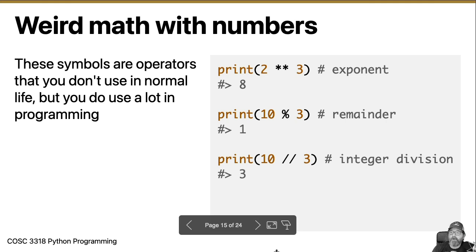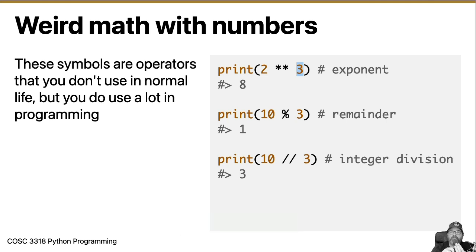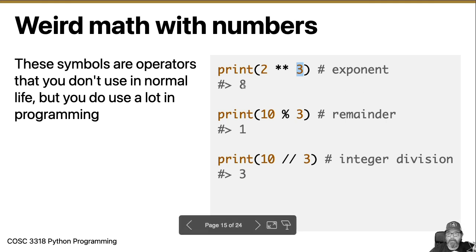Now, in programming, we also do some weird math. And by weird math, I really just mean math that we don't use in our normal everyday lives. Sometimes we have to do exponents, and I don't remember if you know exponents. 2 to the 3rd power means 2 times 2 times 2. That's 2 times itself 3 times, and you end up with 8.